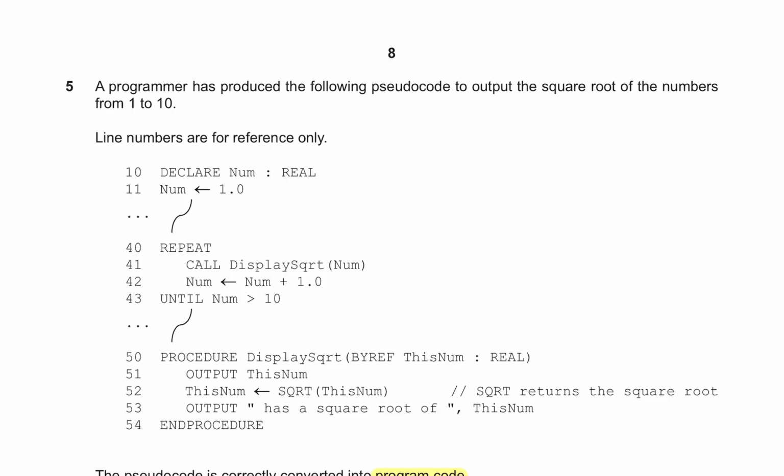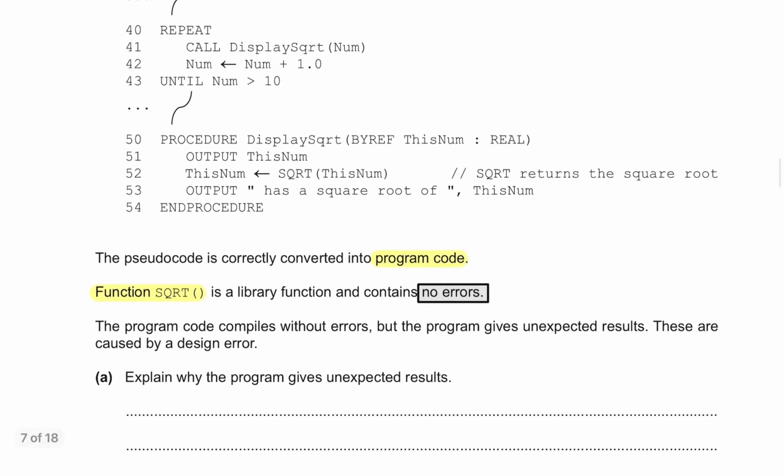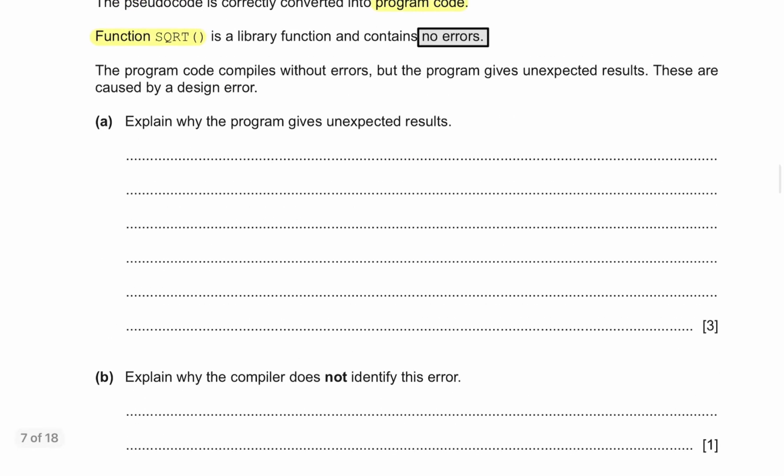Read the code. Declare num is real. Num is assigned 1.0. Repeat it. Call display sqrt. Num equals num plus 1.0 until num is greater than 10. Procedure display sqrt by reference. This number is real. Output this number and returns the square root. All right. So the unexpected results could be that the parameter num has been passed by reference.